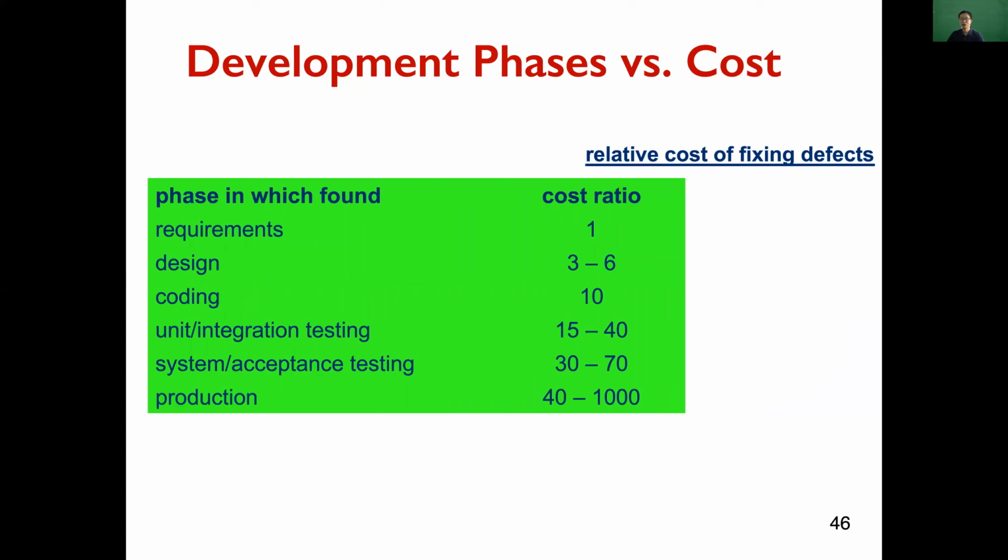So we can see that in early stages of software development, the cost of detecting and fixing one issue is smaller. But if you find a software issue later in the software development lifecycle, the cost is much higher. So we need to be able to find the software defects as early as possible.